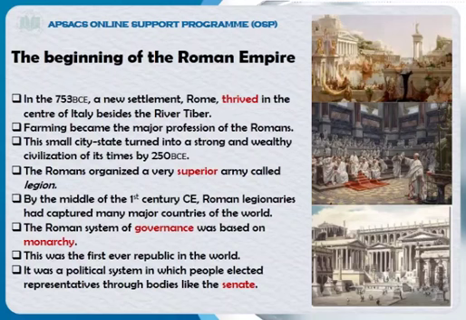The Roman system of governance was based on monarchy. The king ruled the empire as the sole monarch. Due to corruption and cruelty by the rulers, monarchy was gradually replaced by a Roman republic. This was the first ever republic in the world. The Roman Republic was a political system or form of government in which people elected representatives to exercise power for them through bodies like the Senate.